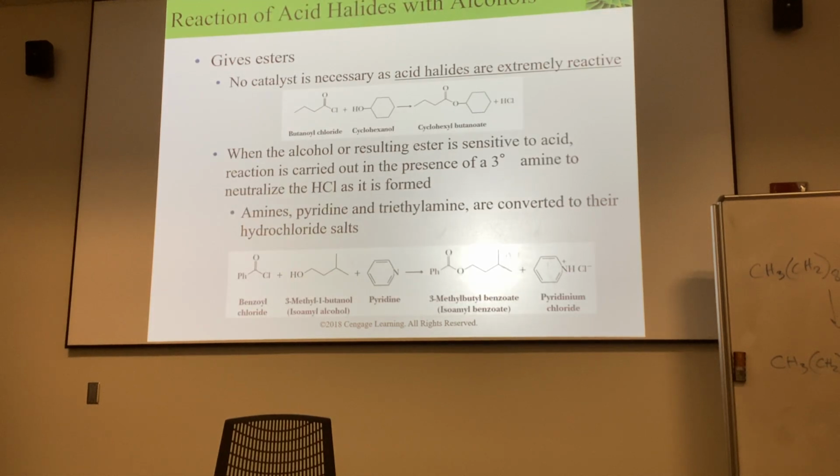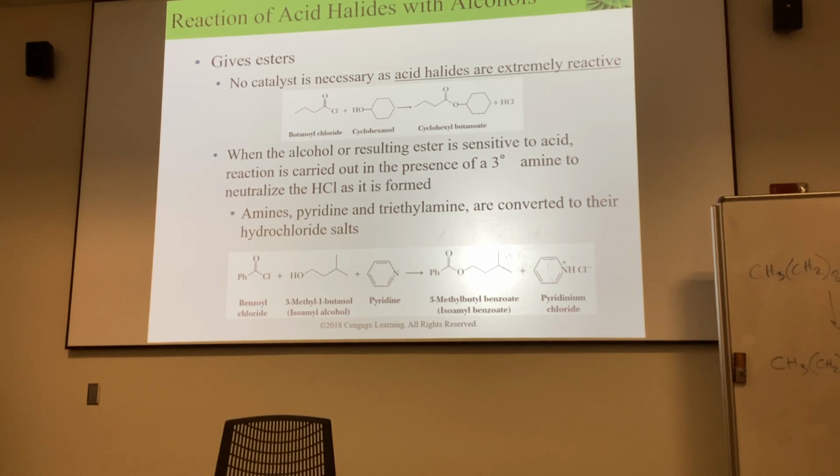Okay. Acid halides and alcohols. If you have an acid halide and you react it with an alcohol, you're going to get an ester. Very similar to when we had an acid halide and we reacted it with water. So OH, and we got a carboxylic acid. This time it's OR, and we get an ester.